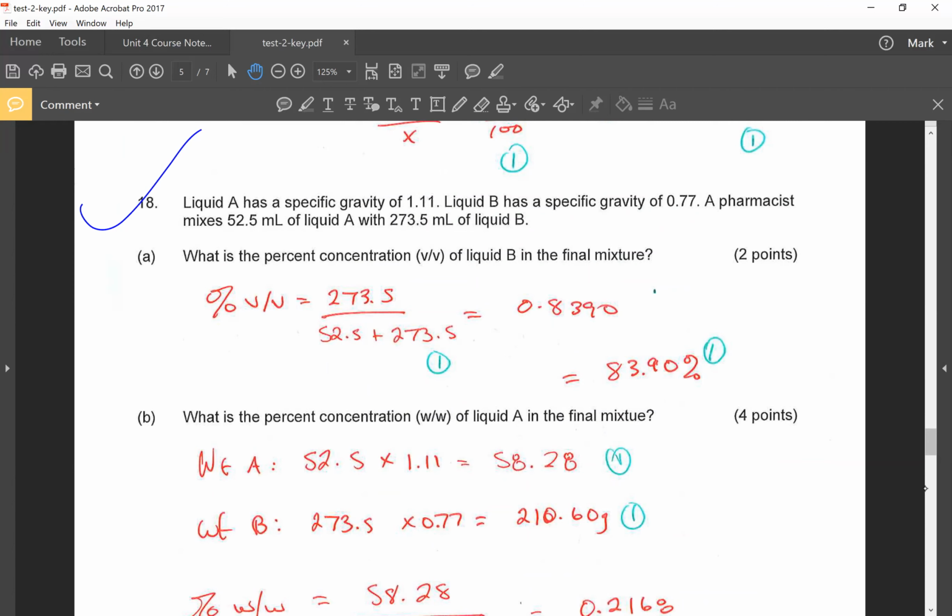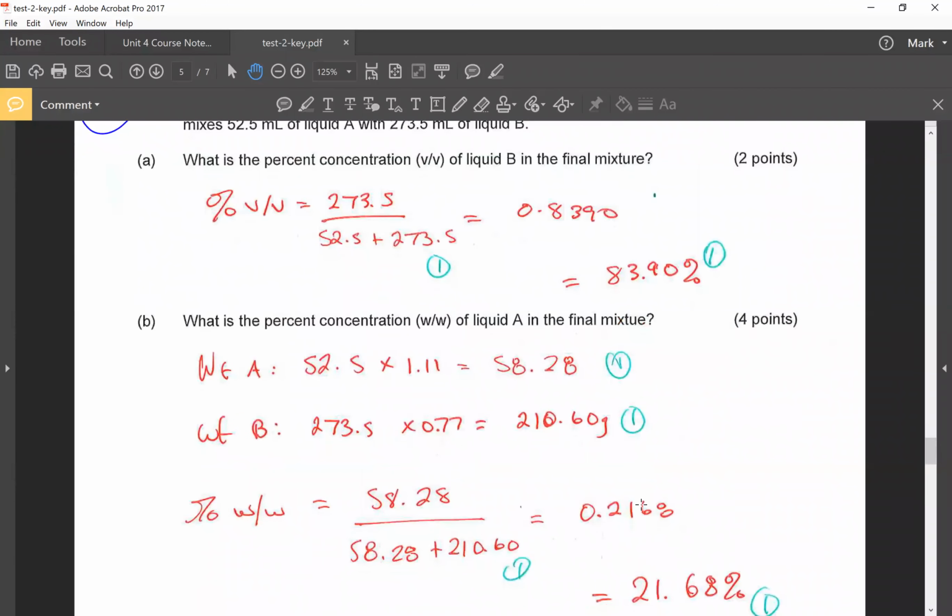Liquid A has a specific gravity of 1.11. Liquid B has a specific gravity of 0.77. Okay, cool. We know their specific gravities. Great. A pharmacist mixes 52.5 milliliters of liquid A with 27.3 milliliters of liquid B. So there's 2 parts to this question. Part A, what's the concentration in volume and volume? B, what's the concentration in weight and weight?